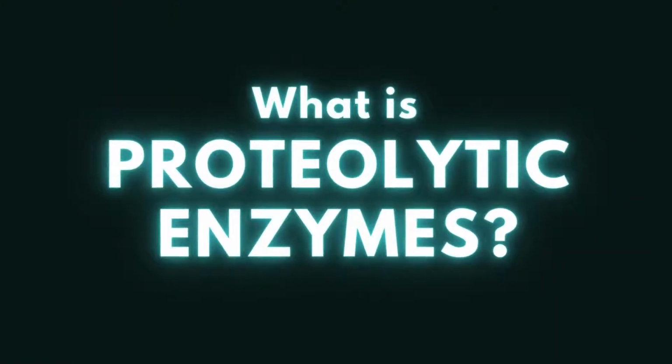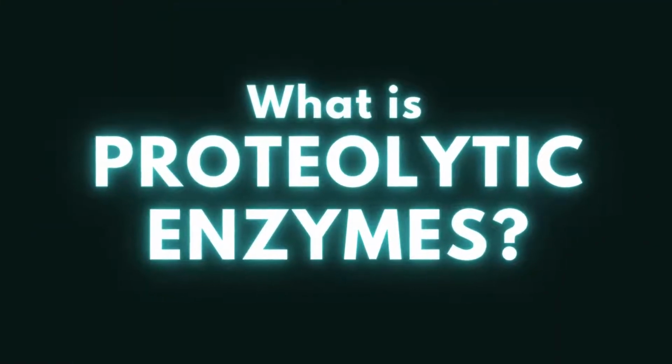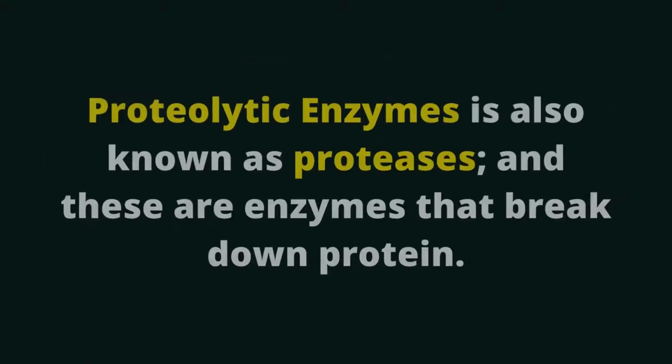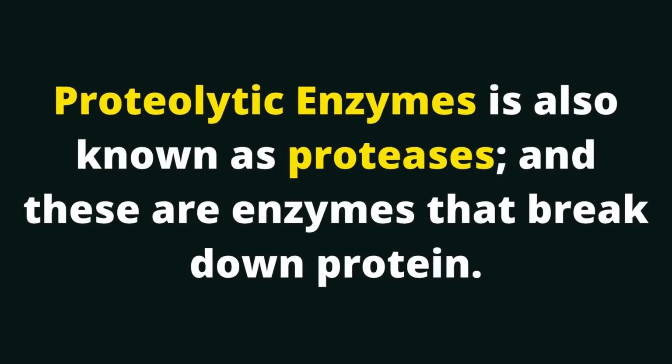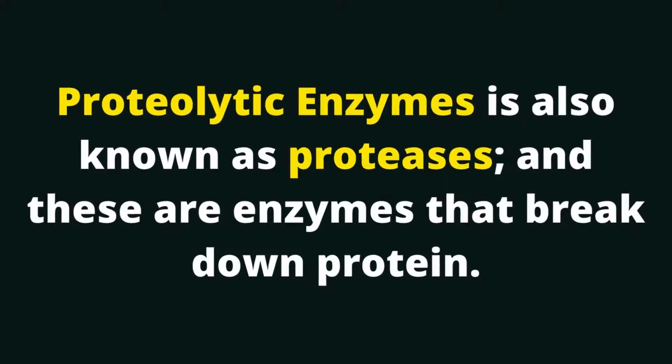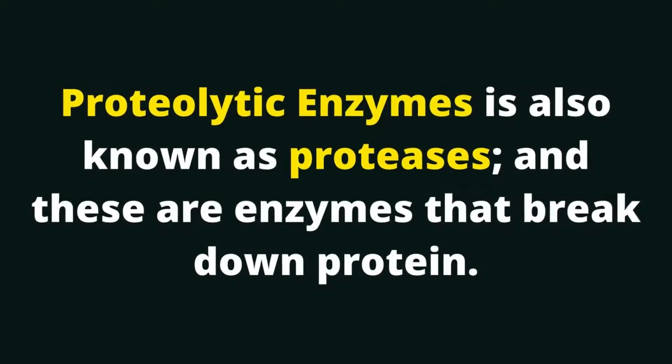So what are proteolytic enzymes? They are also known as proteases, and these are enzymes that break down protein. We tackled these enzymes way back in biochemistry. In this case, the proteolytic enzymes will break down the glycoprotein forming the zona pellucida. So if the zona pellucida ruptures, this will allow the blastocyst to escape through the opening, as I mentioned earlier.